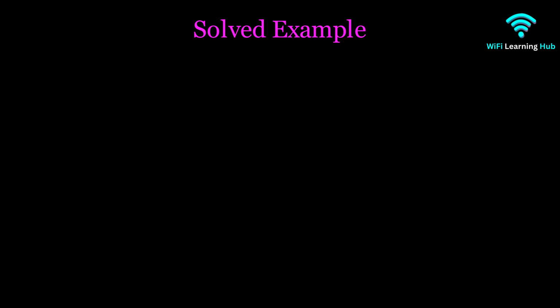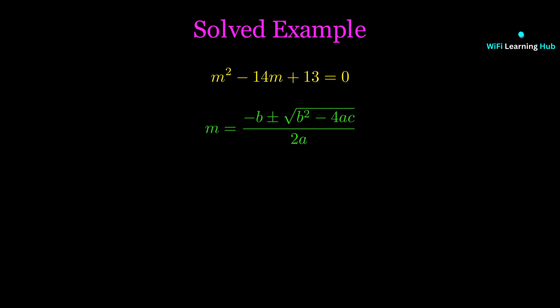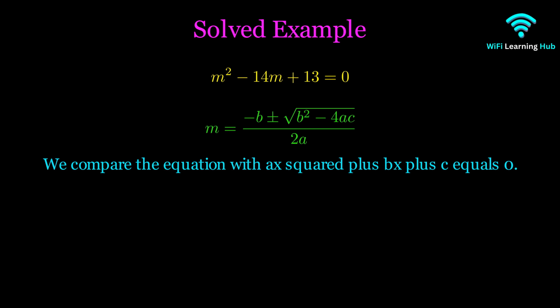Now let us solve one example using the quadratic formula. Solve m squared minus 14m plus 13 equals 0. We will use the formula m equals negative b plus or minus square root of b squared minus 4ac, divided by 2a. Now compare the equation with ax squared plus bx plus c equals 0.